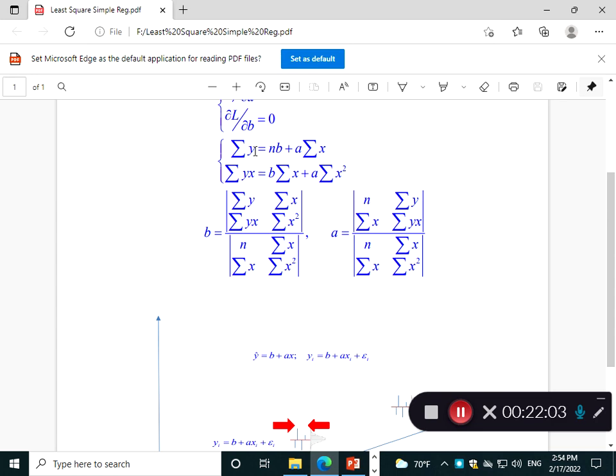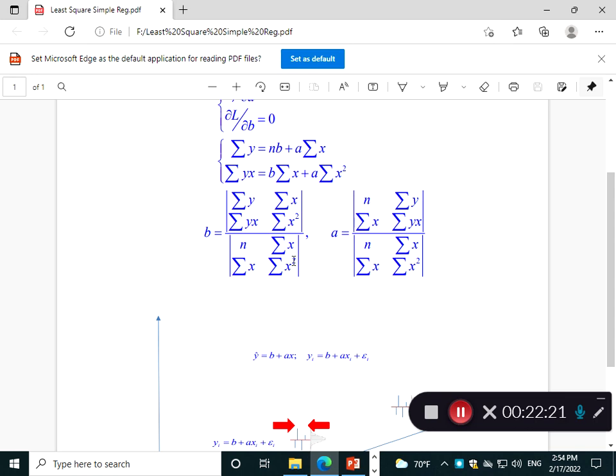Summation y is a number, and B and A need to be solved. Summation yx is another number, and B and A need to be solved. But to solve these simultaneous equations, you can use the determinant method. Using the determinant, these two simultaneous equations, no problem, right?